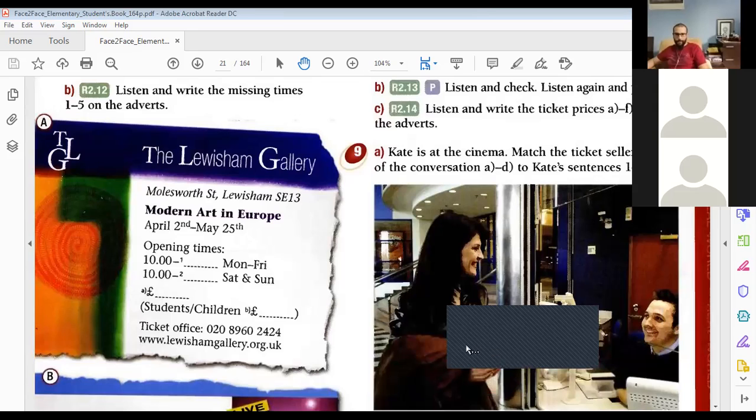Face2face Elementary by Chris Redston. 16 years old now. I've got 2 sisters. Anna's. Max is Anna's husband. Member of the family. Sorry.